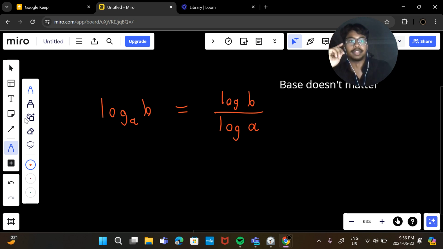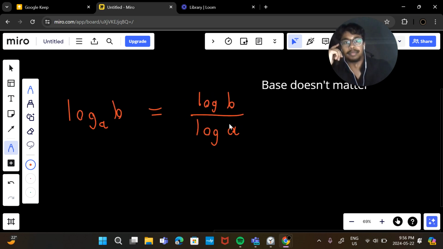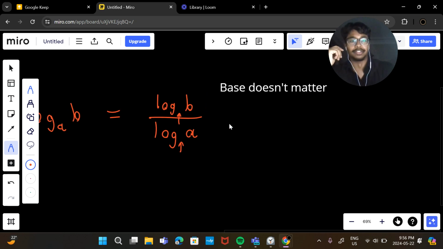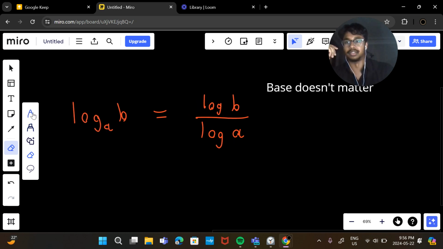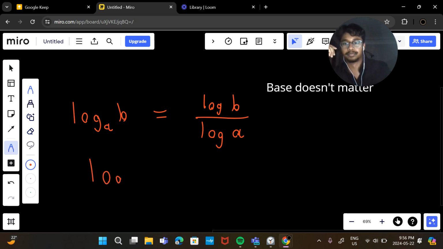And now the question you might be thinking is, what base should I use? What base is over here? The actual answer is that it doesn't matter. This formula always holds true for any base that you put in here. But just to make it simple, when you put this into your calculator, for example, if you just had log 5, 6 or something like that, just write it out like this.